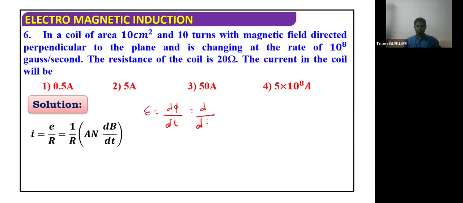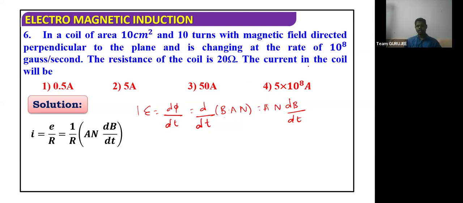Φ is equal to B dot A N. Now only A is constant, the number of turns is constant, and the only changing value is dB by dt. First, to find the value of induced EMF, the formula is dΦ by dt, where Φ is equal to B dot A dot N. All the values are given: B, A, and N.